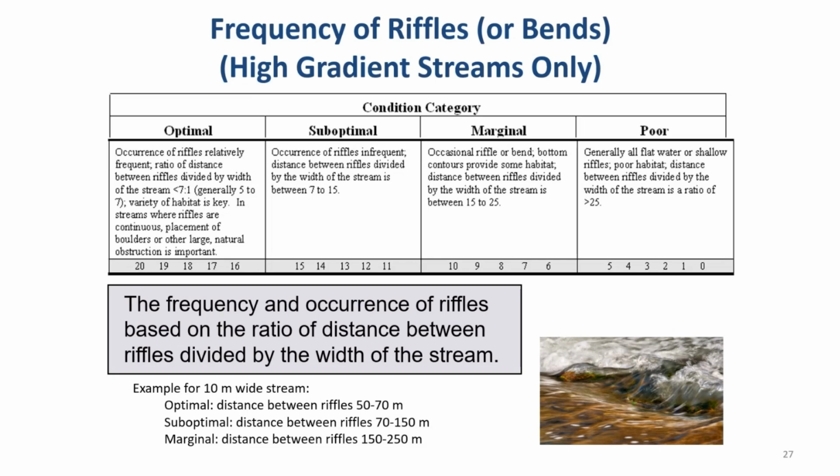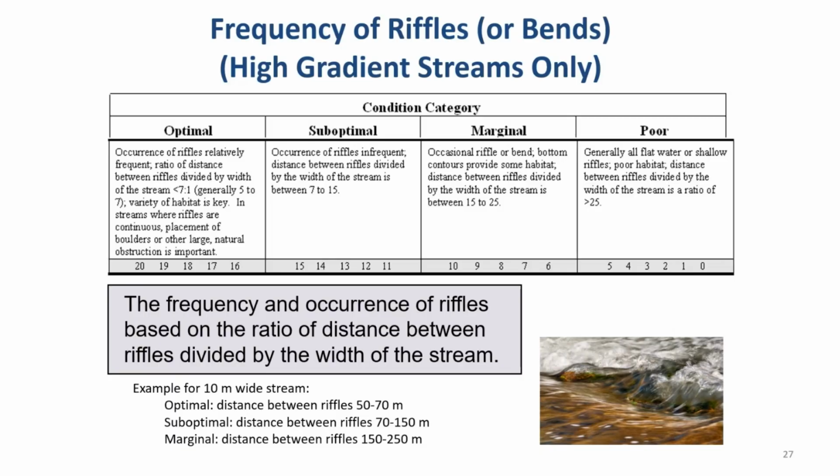The next question is called frequency of riffles. So riffles have the benefit of adding oxygen to the water. So that's really great for aquatic life to have lots of oxygen in the water. And so we want to know how many riffles there are based on the width of the stream.